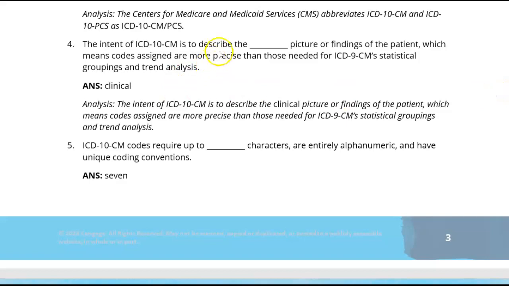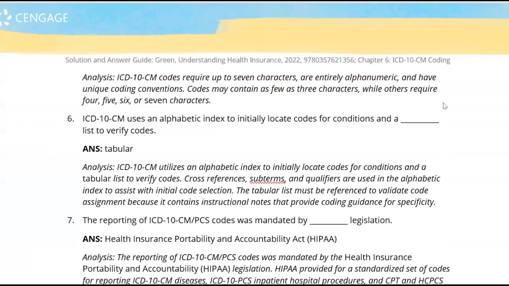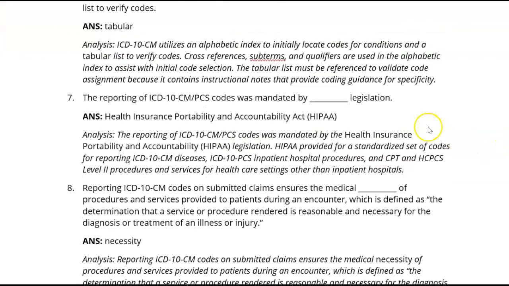Number four, the intent of ICD-10 CM is to describe the clinical picture or findings of the patient. Number 5, 7, we have 7 characters. For ICD-10, you can have 3, but it can go up to 7. 6 is tabular. Remember, you look in the alpha and then you double check in the tabular. 7 is HIPAA.